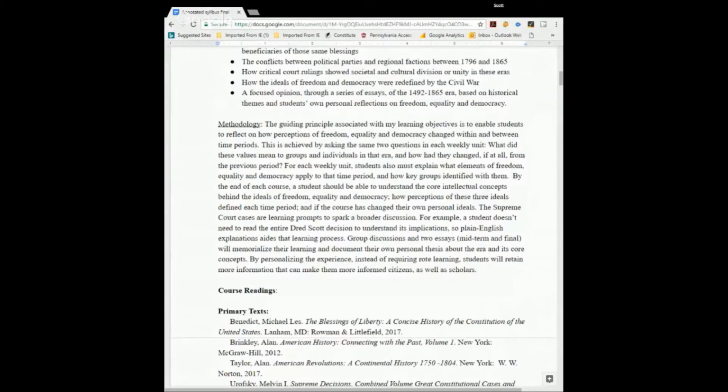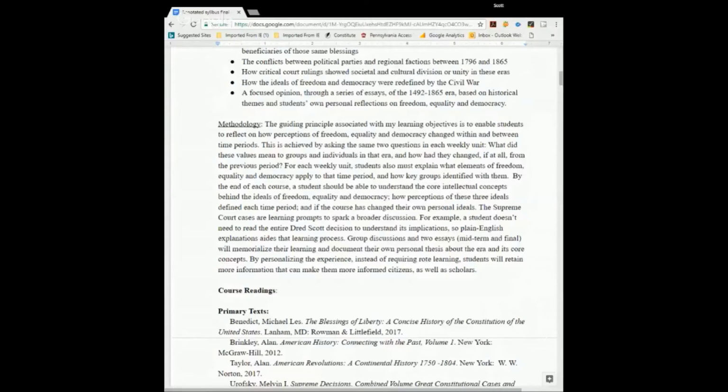The way I want to structure my course is I want people to think about how individuals and groups in these different time periods perceive these 3 values of freedom, equality, and democracy, and how they perceived the change from time period to time period. So each week, I'm going to have students explain what elements of freedom, equality, and democracy apply to the time period, and how key groups identify them.